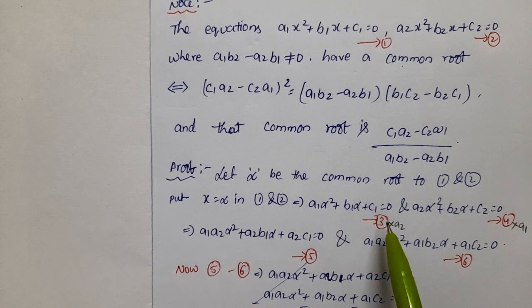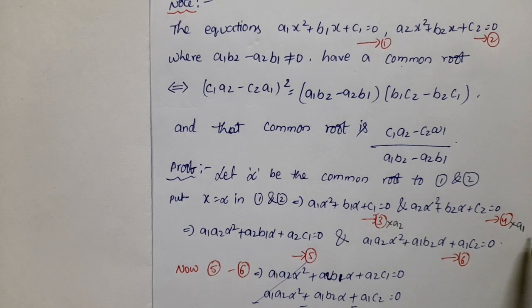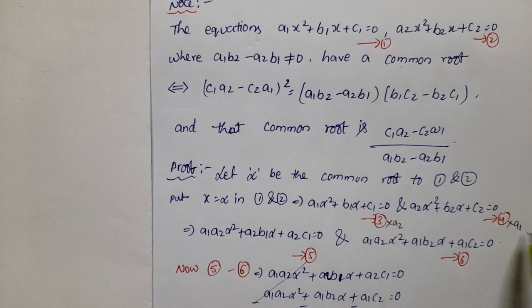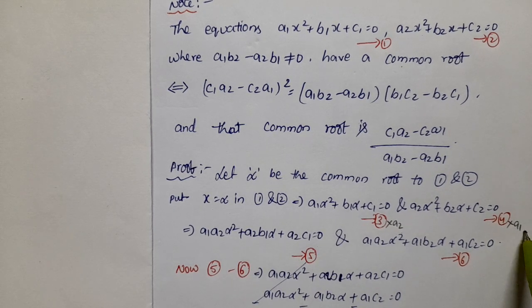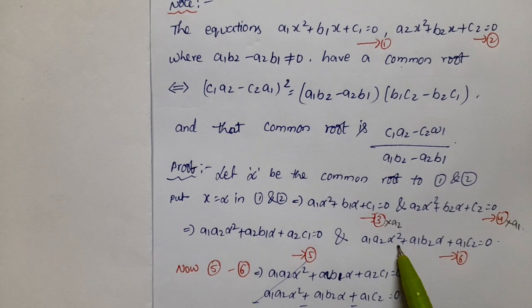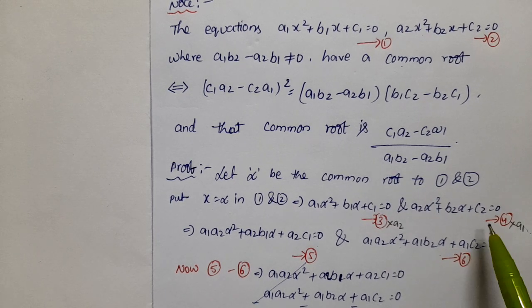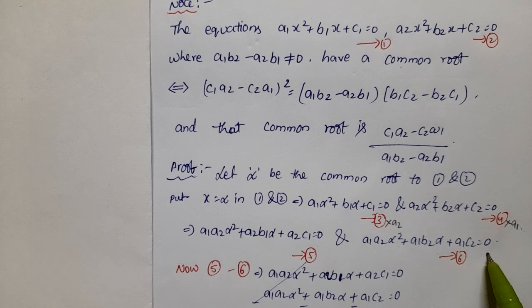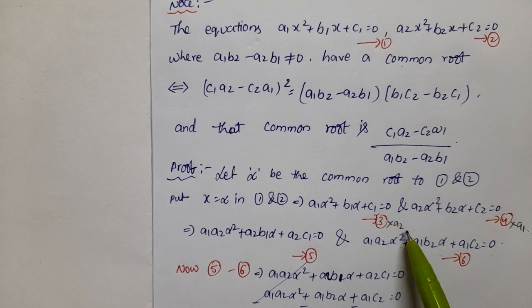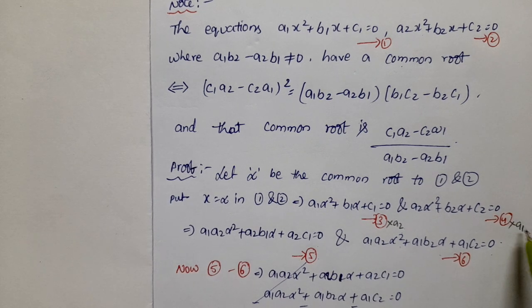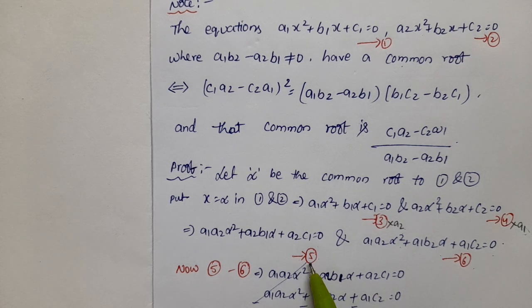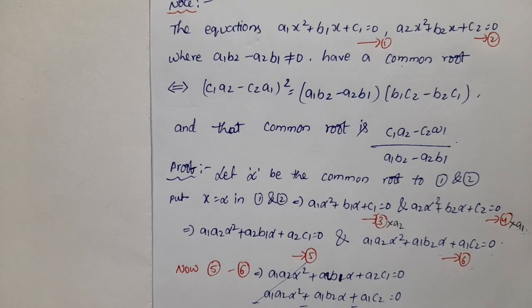Now multiply the third equation with a2 and the fourth equation with a1. Then a1 a2 alpha square plus a2 b1 alpha plus a2 c1 equal to 0, and multiplying with a1, a1 a2 alpha square plus a1 b2 alpha plus a1 c2 equal to 0. Let us take the equation obtained by multiplying the third equation with a2 as the fifth equation, and the equation obtained by multiplying the fourth equation with a1 as the sixth equation. After multiplication we get 5 and 6.